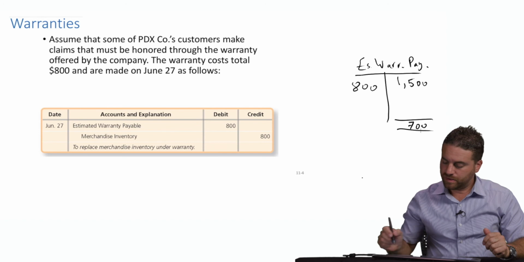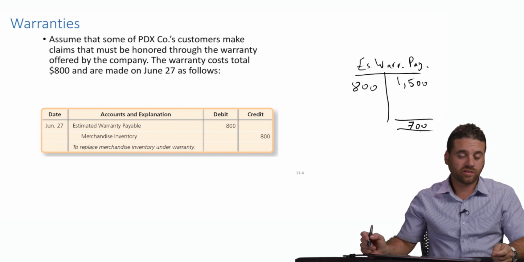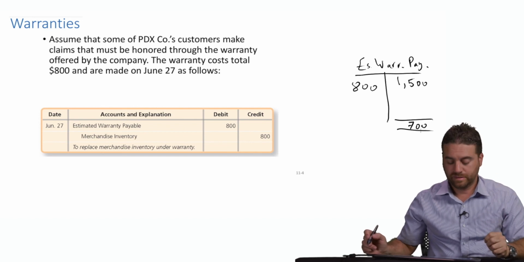Okay, those are the warranties. That's why it's considered a current liability, because of creating that payable account. That's why it's a current liability example.